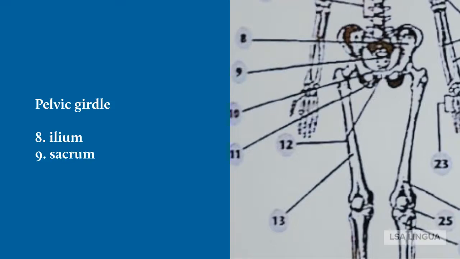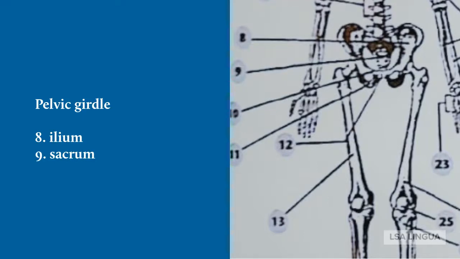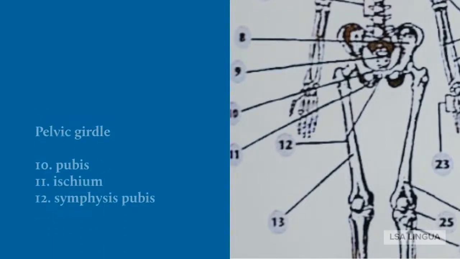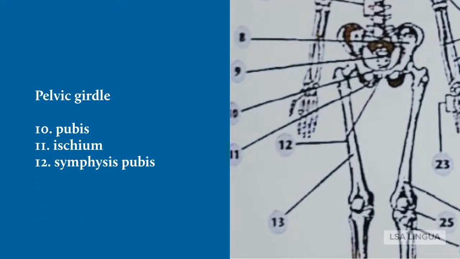In 8, we find ilium, the large, broad bone forming the upper part of each half of the pelvis. In 9, we find sacrum, a triangle-shaped bone at the base of the lower back above the coccyx, which can be found in item 36. 10. Pubis. The pubic bone is the most forward-facing of the 3 main bones making up the pelvis. 11. Ischium, the large bone in the lower part of the hip.